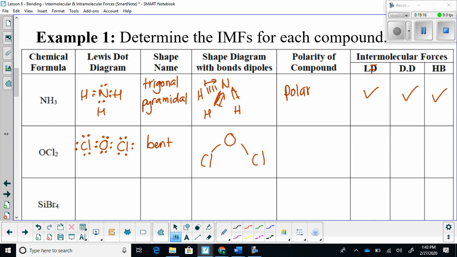Dipole moments towards oxygen or chlorine? Oxygen, right. Polar or non-polar? Polar. Everything has London forces. Does this have dipole? Yes. Hydrogen bonding? No.